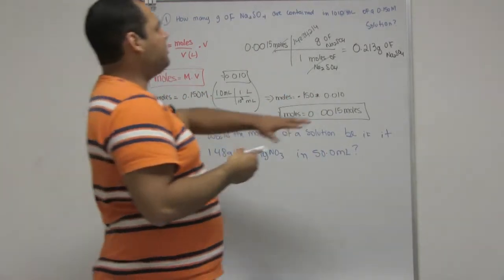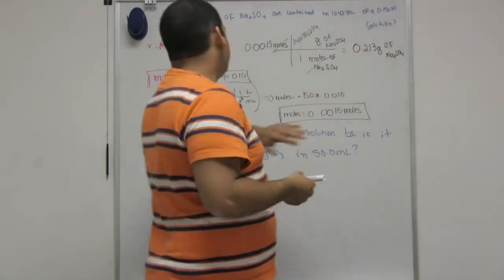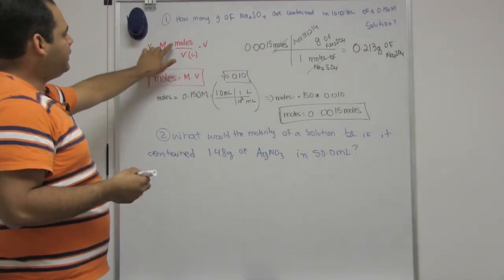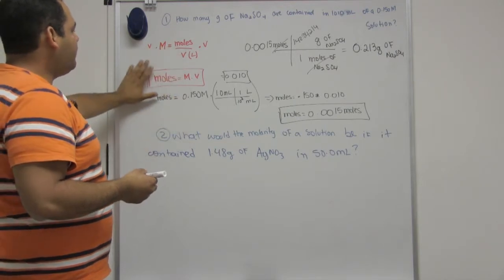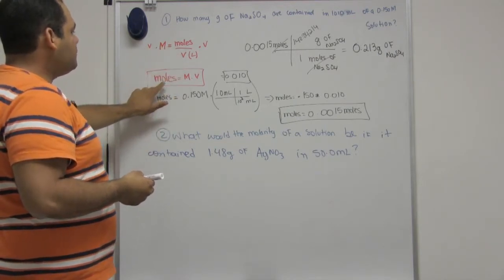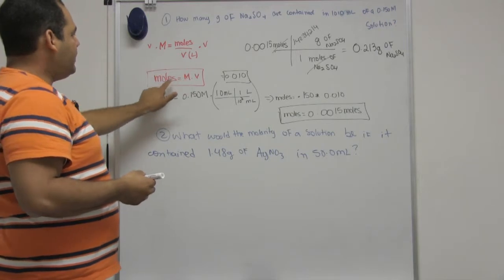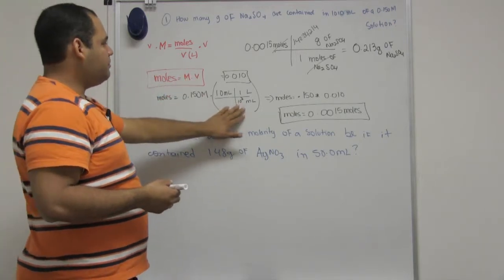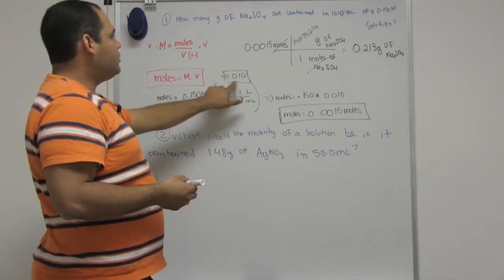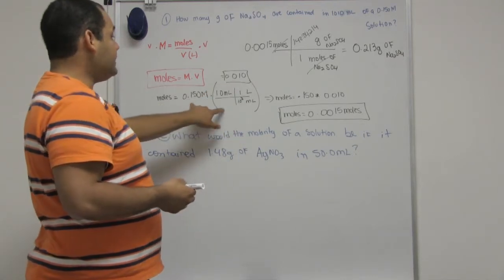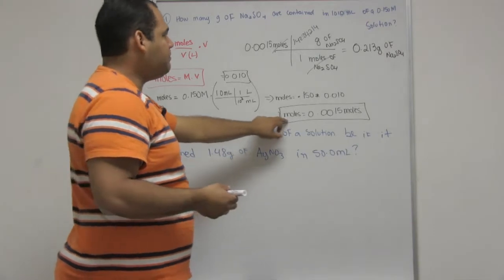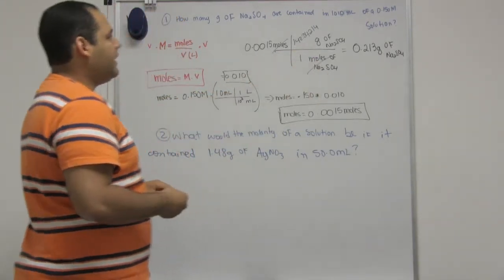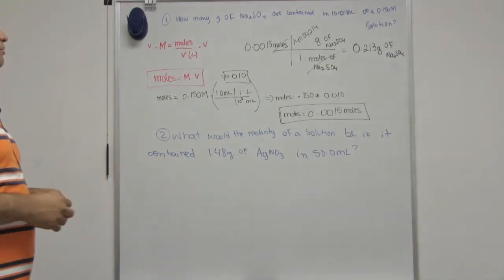So this is how I solve my problem. The problem gave me the molarity and the volume. First I rearrange my formula, because I know molarity is equal to moles over volume. I rearranged it to get moles by itself, so moles is equal to molarity times volume. I converted my volume to liters and multiplied by the molarity. I found the moles, and from there I multiplied by the molar mass and found the grams that the question asked for.